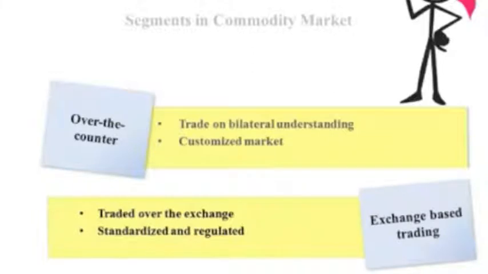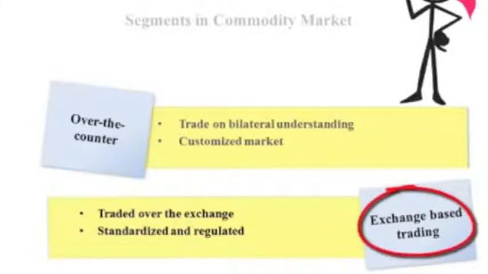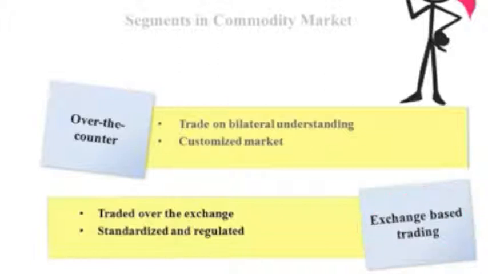Next comes exchange-based trading, or exchange-traded markets. It is also known as the derivatives market, and it is a place where commodities are traded over the exchange. It is standardized in nature and decently regulated. An exchange acts as an intermediary to all commodity transactions, and it takes an initial margin from both sides, the buyer and the seller of the trade, to act as a guarantee. We'll understand this concept of margin in detail in our future videos.